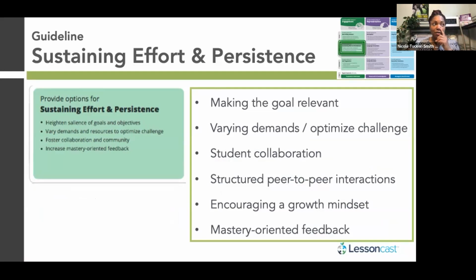Oftentimes when I'm working with teachers and they say like, oh, these students aren't motivated, these students don't want to do anything, I'll challenge teachers and I'll say, think about what options might you give to a student who needs more challenge? And they say, I can't even think about that. They won't do any of this stuff. And I say, okay, but just think about it. What options might you give to a student who needs more challenge? Design those options in. See what happens.